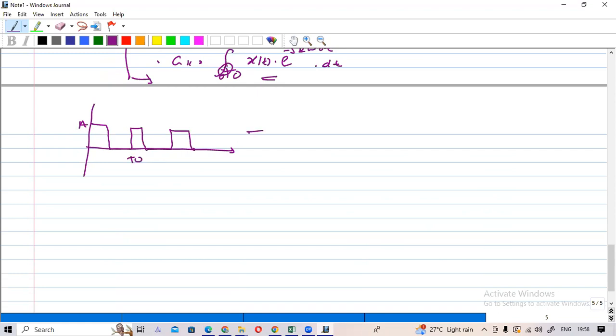You can represent this signal, this is xt, as a collection of complex exponential terms. As a collection of complex exponential terms, k from minus infinity to plus infinity, ck e to the power plus jk omega naught t. Using this one, you can represent this xt as a collection of complex exponential terms. This k can be from minus infinity to plus infinity.